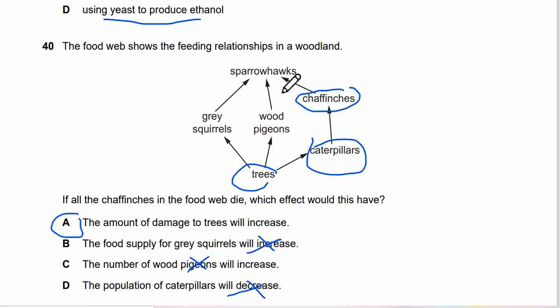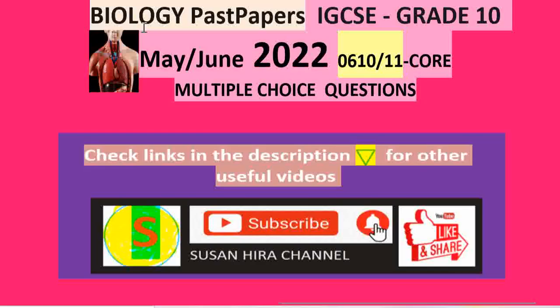39, and 40. So today we have discussed biology first paper IGCSE for grade 10, and it is from May-June 2021 with a paper code 0610-11. It is for the core syllabus, and it's all multiple choice questions.